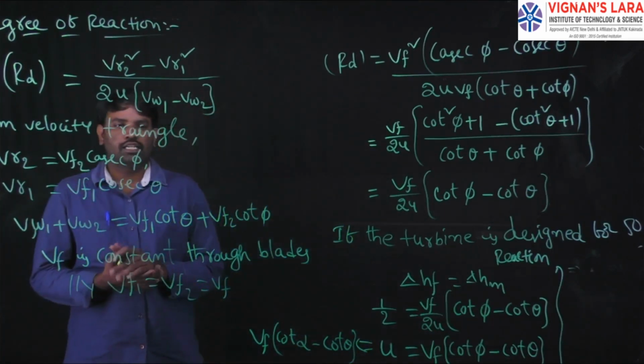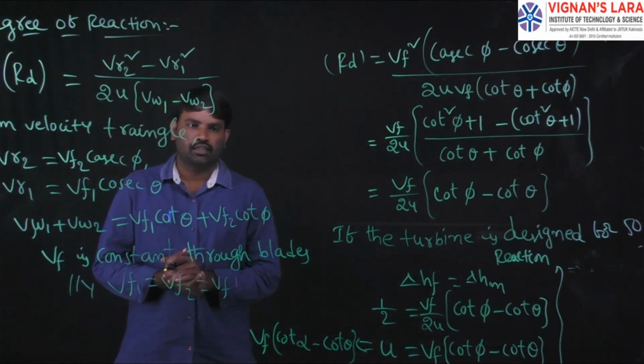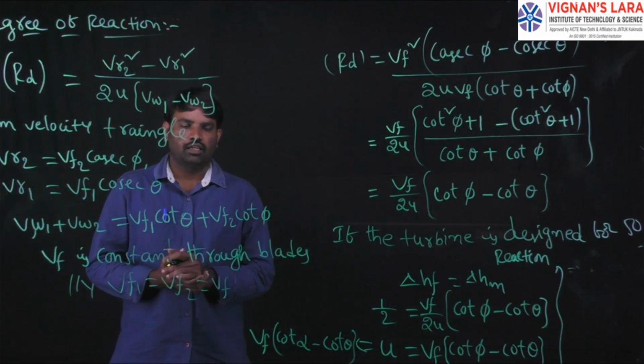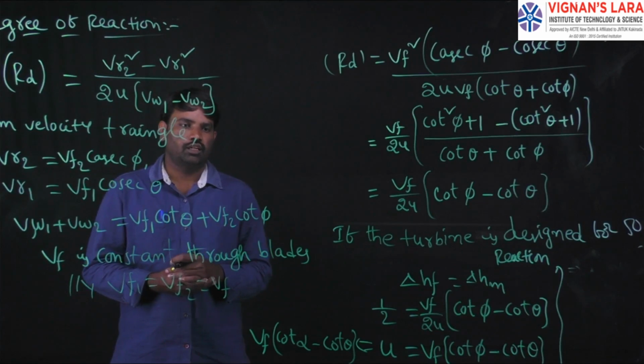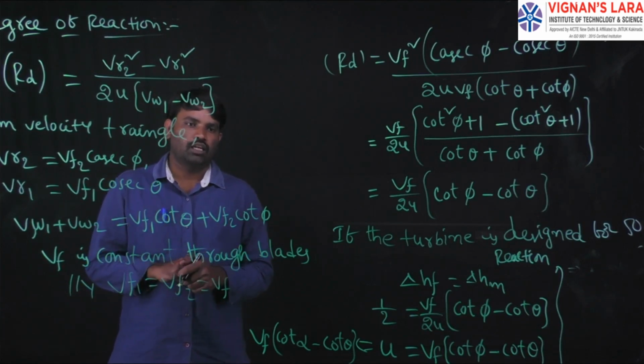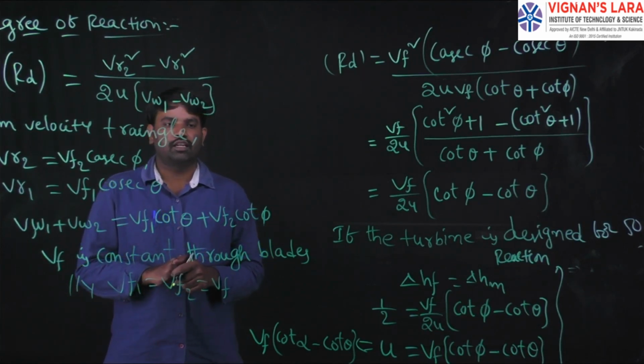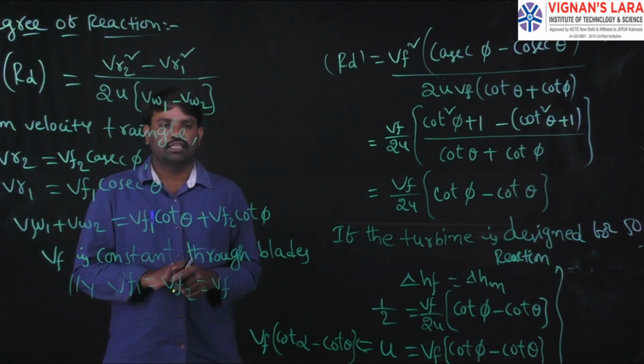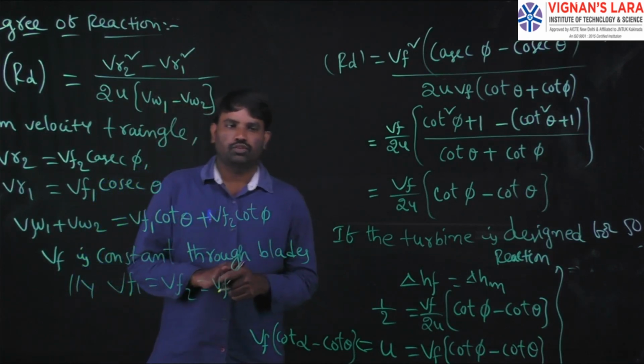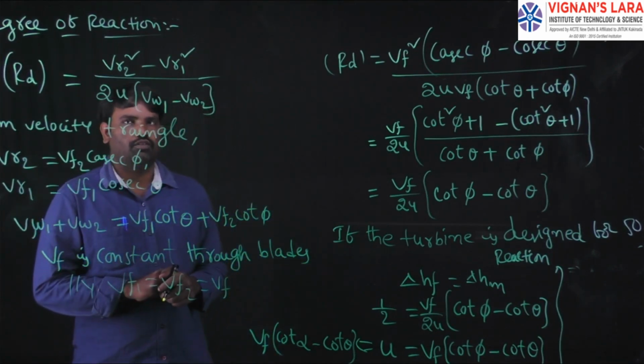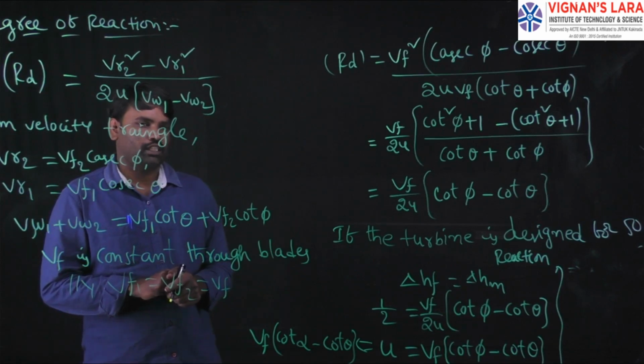We have already discussed the definition of the degree of reaction. It is the ratio of heat drop in moving blades to the heat drop in a stage. Heat drop in moving blades increases the relative velocity. The relative velocity at inlet is Vr1 and at exit is Vr2. So the change in relative velocity is (Vr2 square minus Vr1 square) by 2.